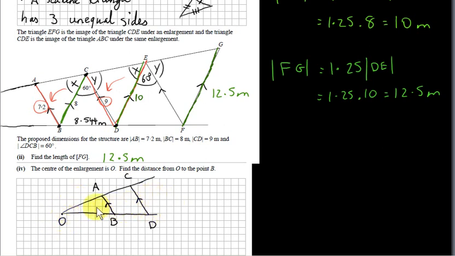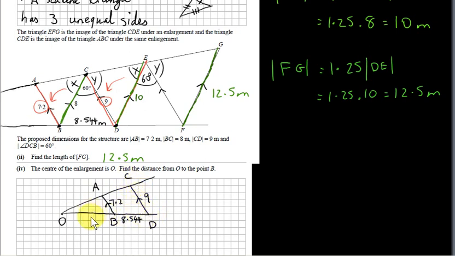Now we have a few distances here. We know that AB is 7.2 meters long, and we know that DC is 9 meters long. We also know that BD is 8.544 meters long. We want to find the distance of O to B. Well, we can use a theorem that we talked about before, which is a theorem about a triangle and a line drawn in the triangle which is parallel to one of the sides. So we're looking at the triangle ODC, and this line AB is parallel to DC.